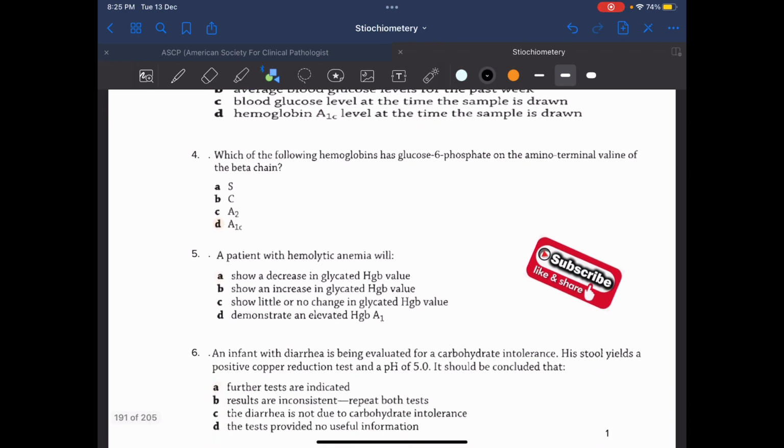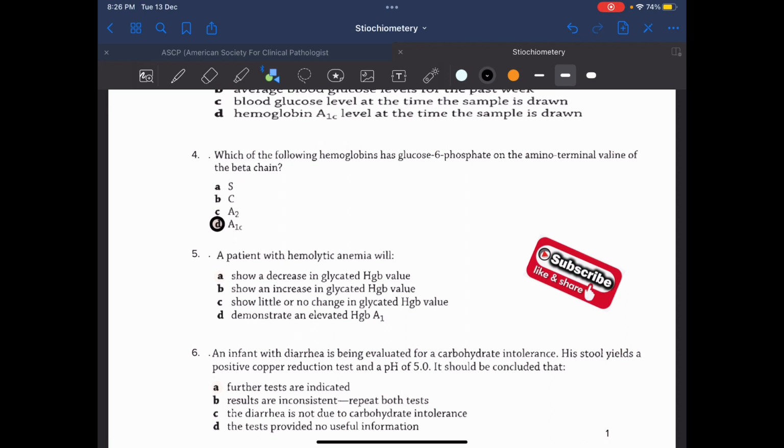Question number 4. Which of the following hemoglobin has glucose 6-phosphate on the amino terminal valine of the beta chain? The correct answer is A1C.